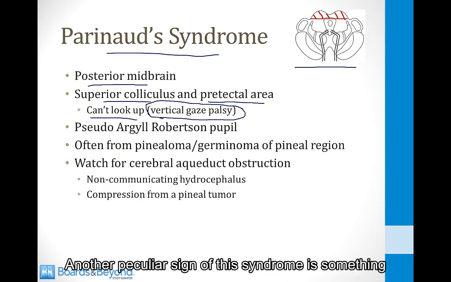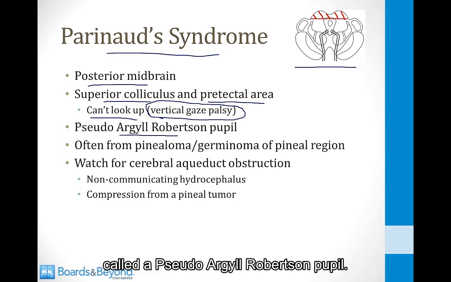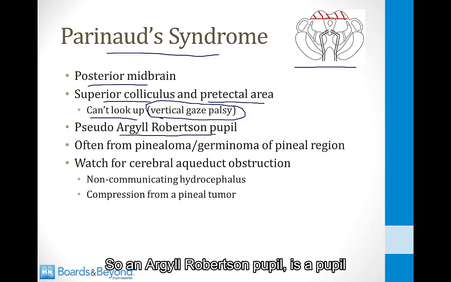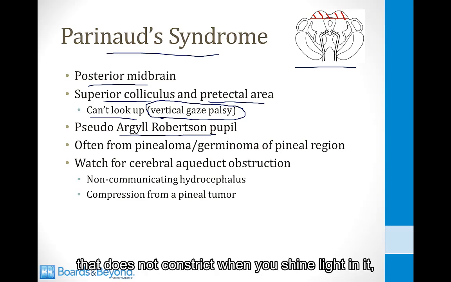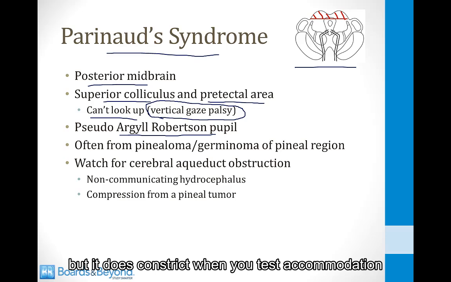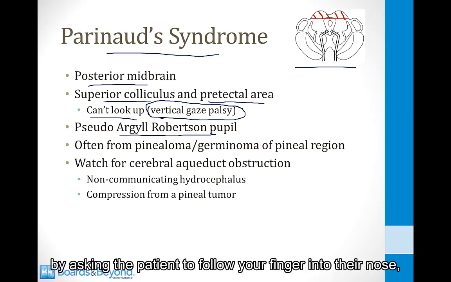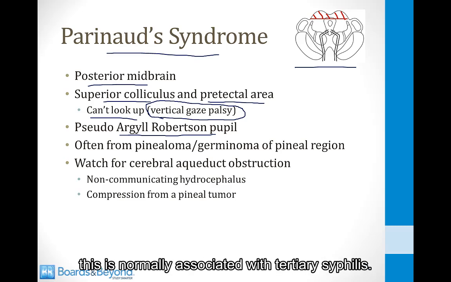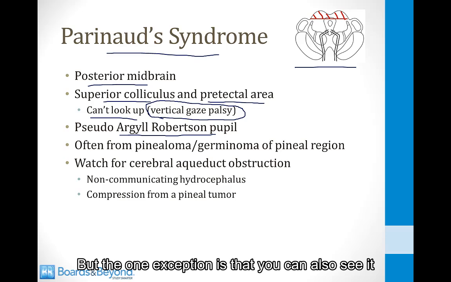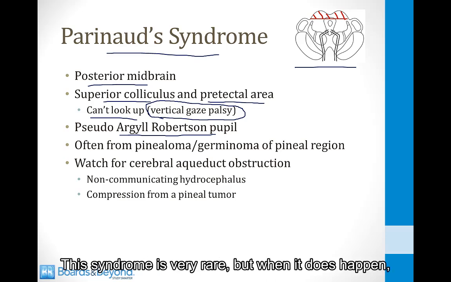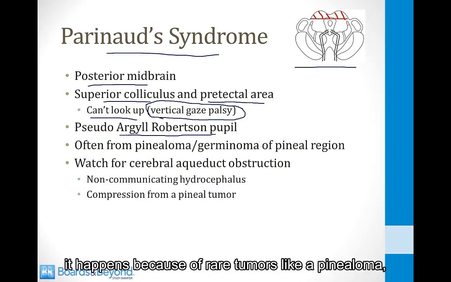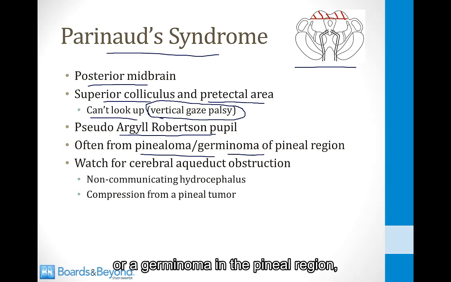Another peculiar sign of this syndrome is something called a pseudo-Argyll-Robertson pupil. So an Argyll-Robertson pupil is a pupil that does not constrict when you shine light in it, but it does constrict when you test accommodation by asking the patient to follow your finger into their nose. This is normally associated with tertiary syphilis, but the one exception is that you can also see it in Parinaud syndrome. This syndrome is very rare, but when it does happen, it happens because of rare tumors like a pinealoma or a germinoma in the pineal region. They can compress the posterior midbrain and cause this syndrome.